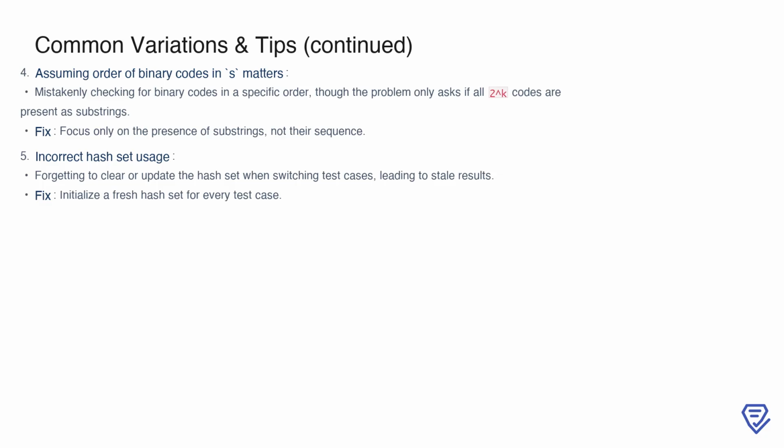Remember, the problem only requires that all 2^k codes are present as substrings, not in any particular sequence. To address this, focus solely on checking for the presence of substrings rather than their order. Additionally, incorrect use of hash sets can cause issues. For instance, you might forget to clear or reinitialize the hash set between test cases, leading to stale or incorrect results. To fix this, always ensure you're starting with a fresh hash set for every test case. These small adjustments can make your solution much more robust and reliable.